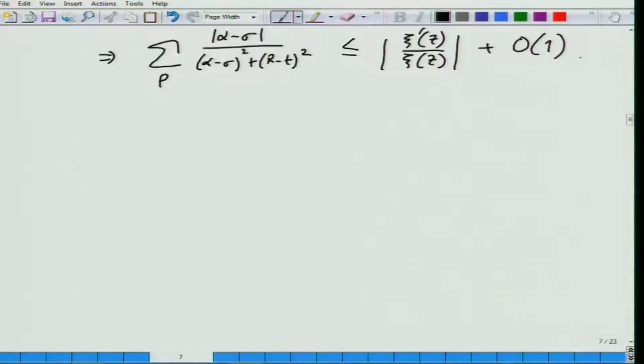Now, of course, this part is small, this part is small. So, what we are eventually getting here is the sum over all zeros of the inverse of r minus t, whole squared, where t is the imaginary part of the zeros.